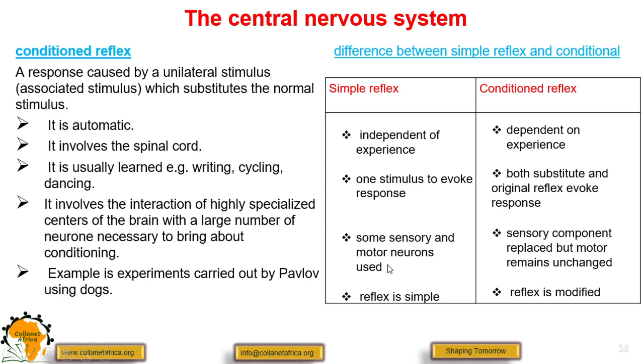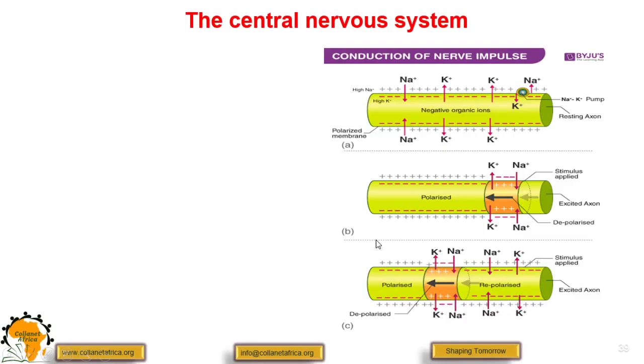In a simple reflex, the same sensory and motor neurons are used. But in the case of a conditioned reflex, the sensory component is replaced, but the motor remains unchanged. So a simple reflex is simple, but a conditioned reflex is complex or modified.